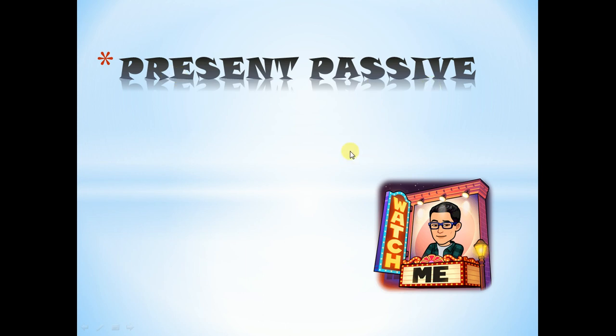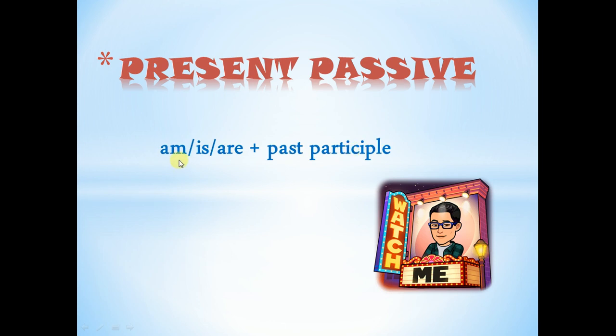In this opportunity I will explain about the present passive. So what is a present passive? The first thing you need to know is that in order to talk about the present passive, you need to know this formula. The present passive is formed with the verb be, am, is, are, plus the past participle verb. But what's this? Let's see some examples.